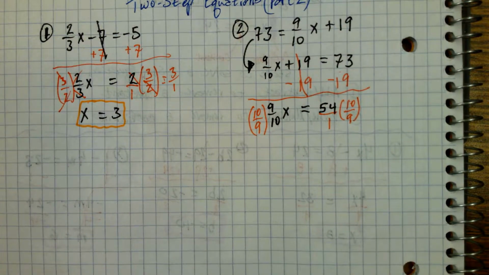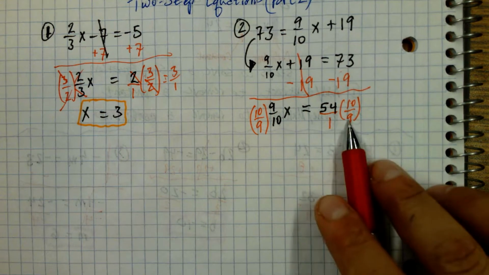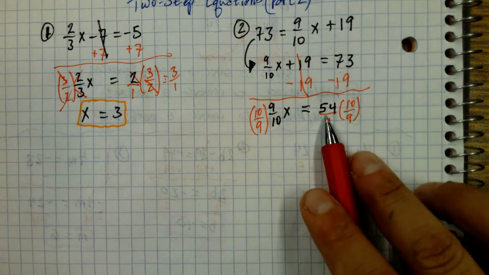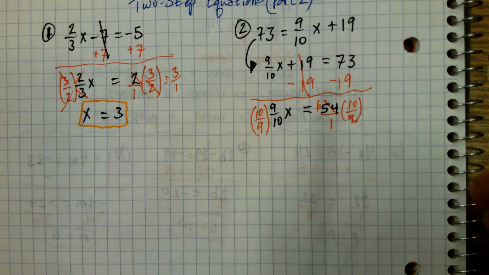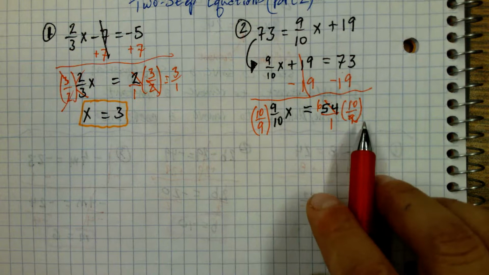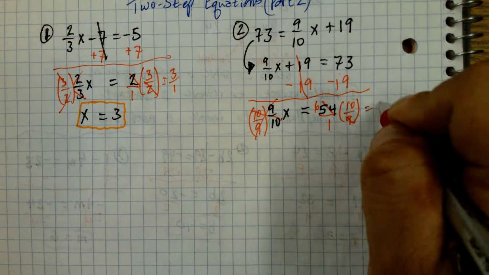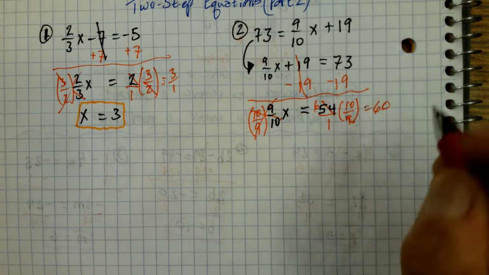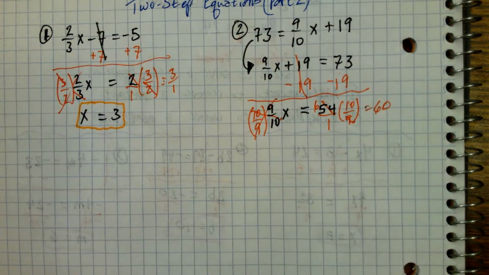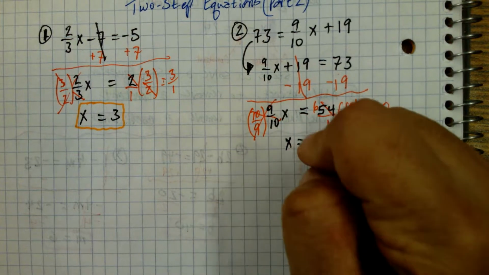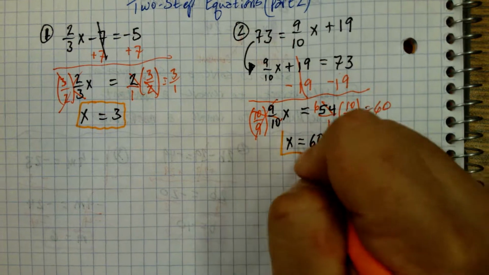And can I make one recommendation? Let's divide first. In other words, let's figure out how many 9s are in 54. 6. Yeah. And then our answer is going to be 60. And 9 into 54 is 6. 6 times 10 is 60. All right, so we got 60 as the answer here.